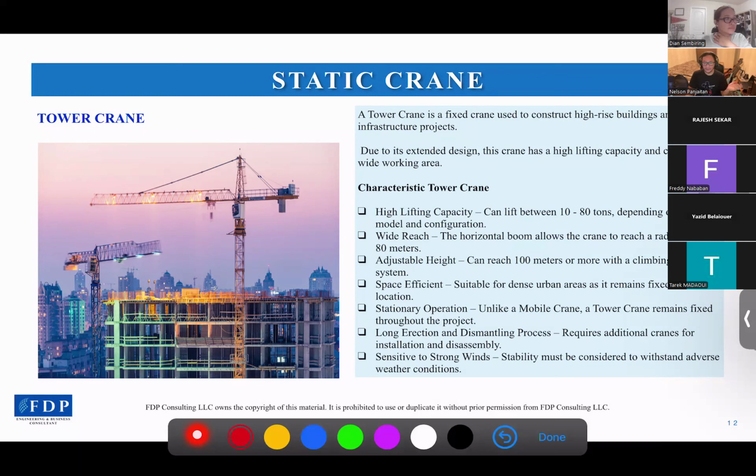And then stationary operation, unlike a mobile crane, a tower crane remains fixed throughout the project. Long erection and dismantling process requires additional cranes for installation and disassembly. And because it's very high, of course it will be sensitive to strong winds. Stability must be considered to withstand adverse weather conditions.